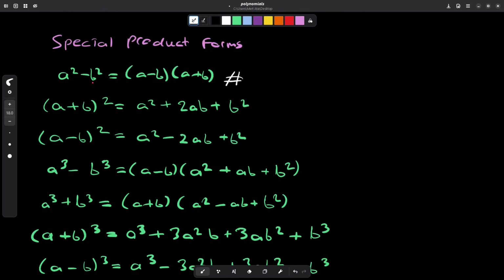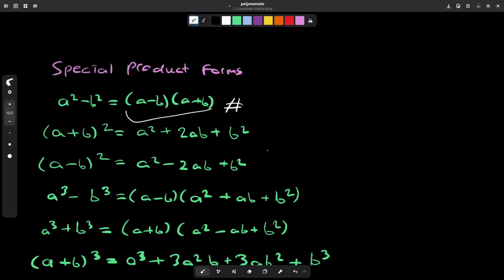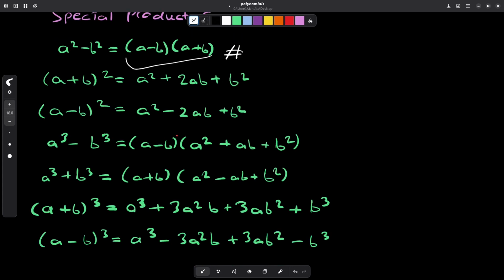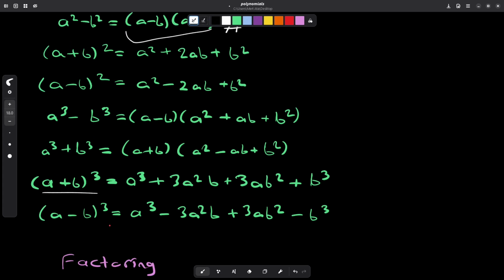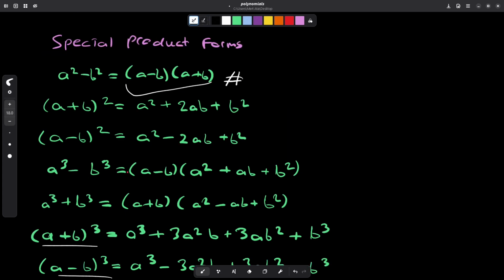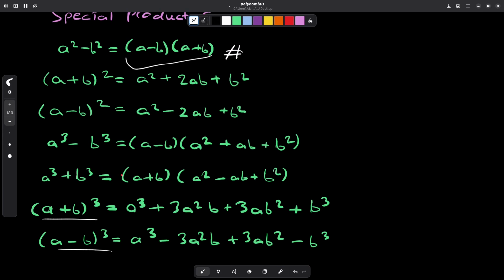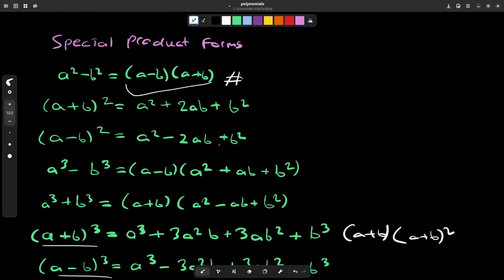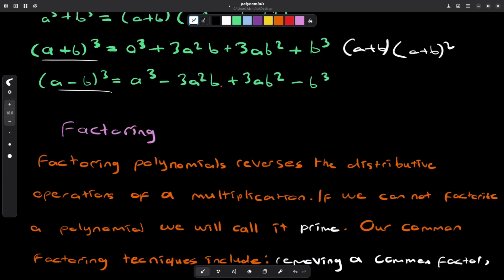Special product forms. A squared minus b squared, for example, is equal to a minus b multiplied with a plus b. We need to know these because we use them quite a lot. In the future, you will learn something called the binomial theorem, which will help you to evaluate some of these faster, maybe. But for now, you can still try to algebraically multiply a plus b with a plus b squared. But other than that, it's really helpful to memorize these special product forms.